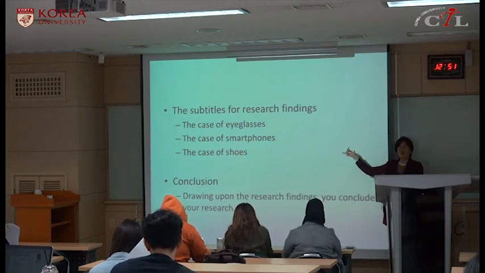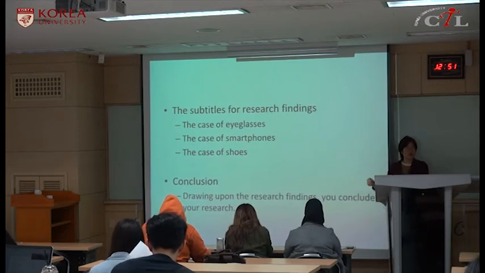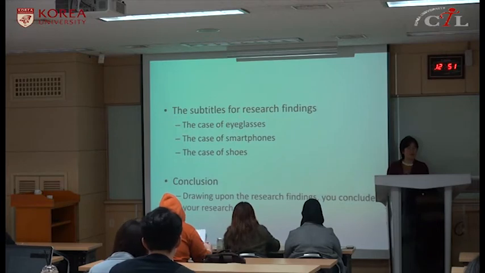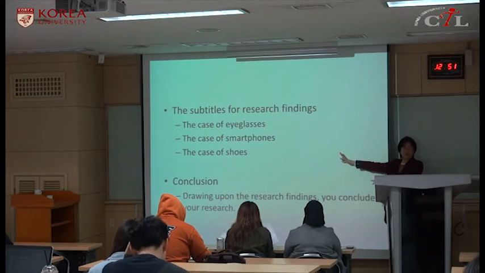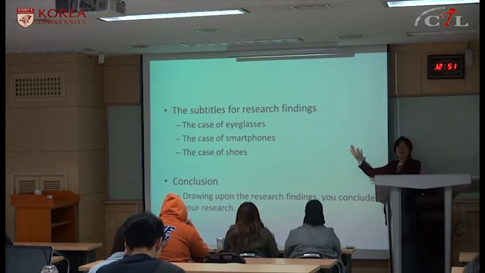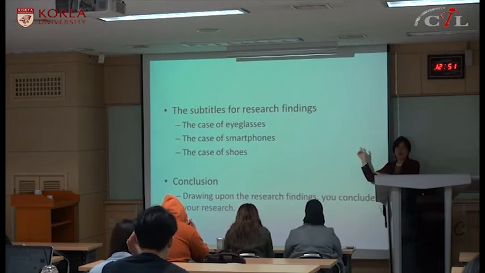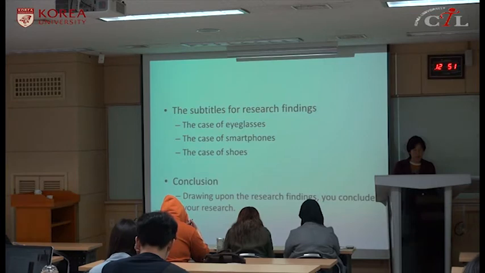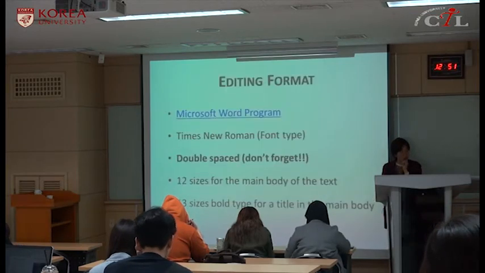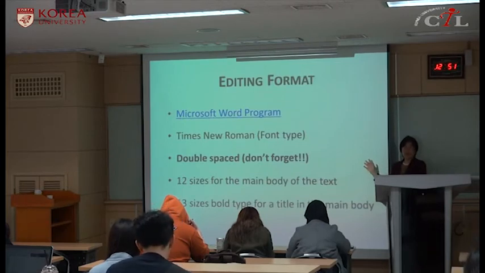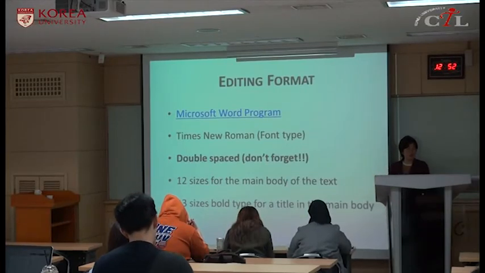And for the first topic, you put the subtitle like the case of eyeglasses, the case of smartphones, and the case of shoes. And you put all things in here in an organized way, what you have found out through research, in what way they relate to the natural environment, to make an example for the first research topic. And then you conclude your research topic. Okay, so the same editing format, and don't forget you make your writing double-spaced.